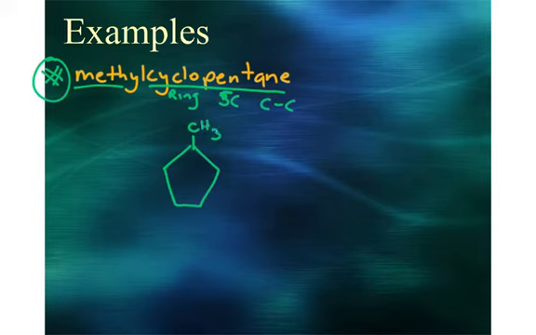You can put it on any of the corners, and that by default will then be your number 1 corner. Let's try this one next. So the parent is going to be a cyclohexane this time. The tricky bit about this one is going to be numbering.